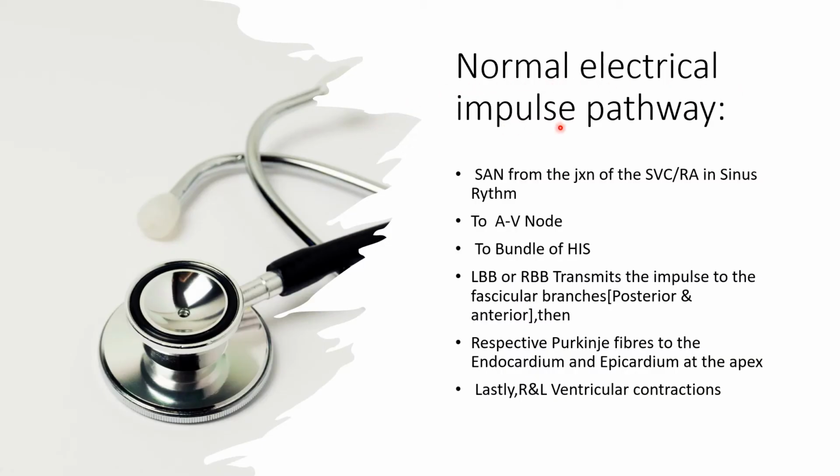The normal electrical impulse pathway. Someone will say, why are you going over it again? It's necessary so that we can know the trouble we are running into with atrial fibrillation. The sinoatrial node is at the junction of the superior vena cava and right atrium when we are dealing with sinus rhythm, and that is where the electrical impulse is generated. From there to the AV node, and from the AV node with the help of the bundle of His to the left bundle branch or right bundle branch, these transmit the impulse to the ventricular branches. Then from there to the respective Purkinje fibers, which reach the endocardium and epicardium at the apex. And lastly, the right and left ventricular contractions occur.